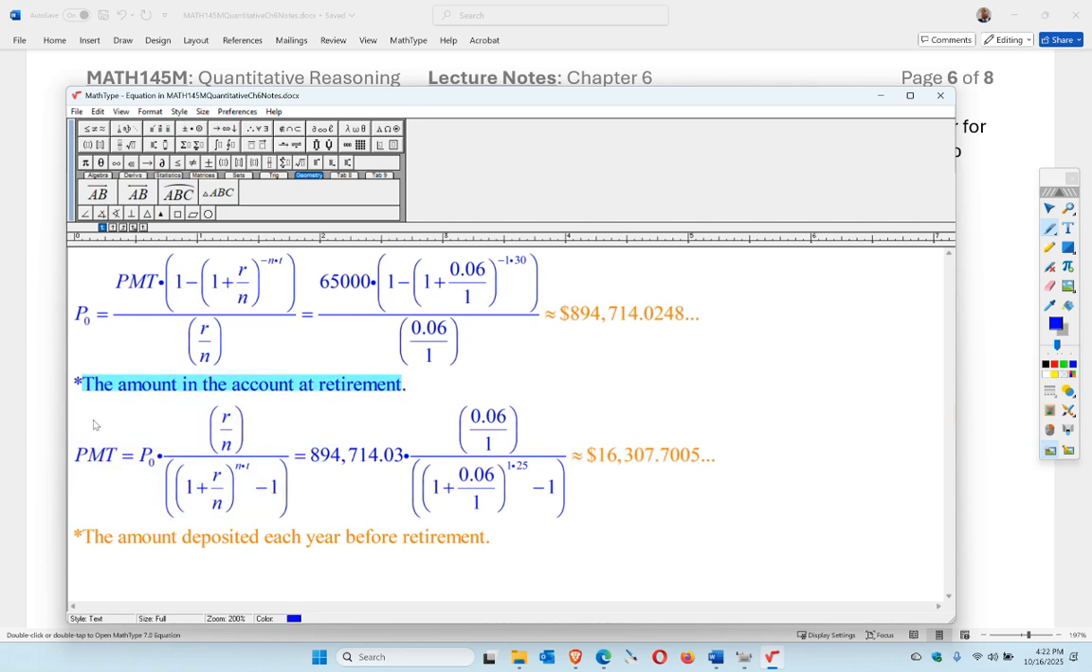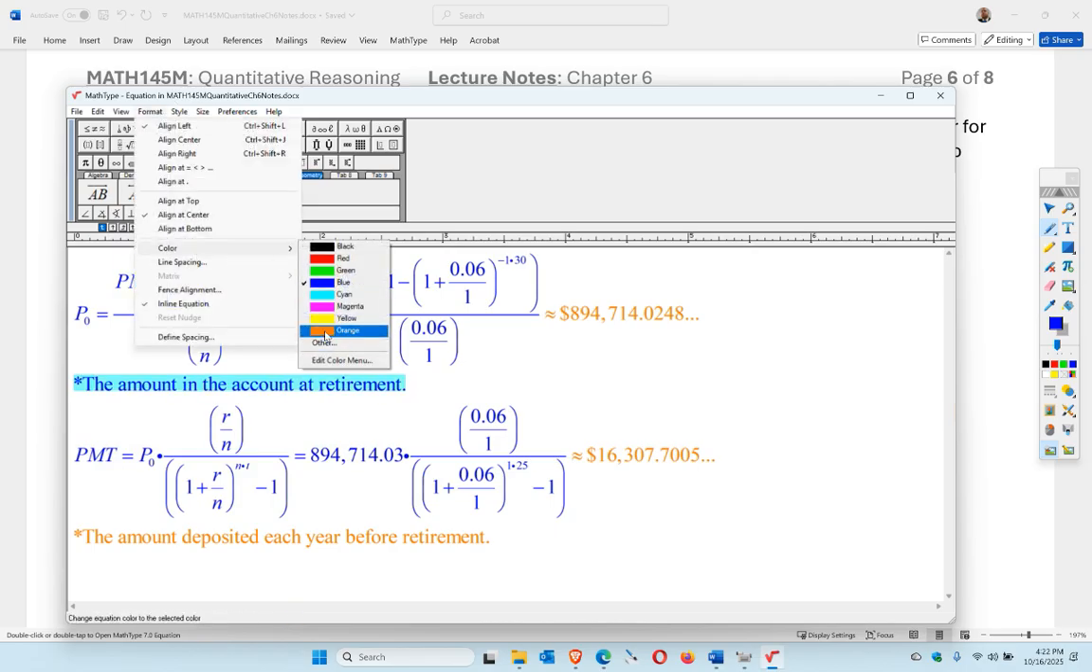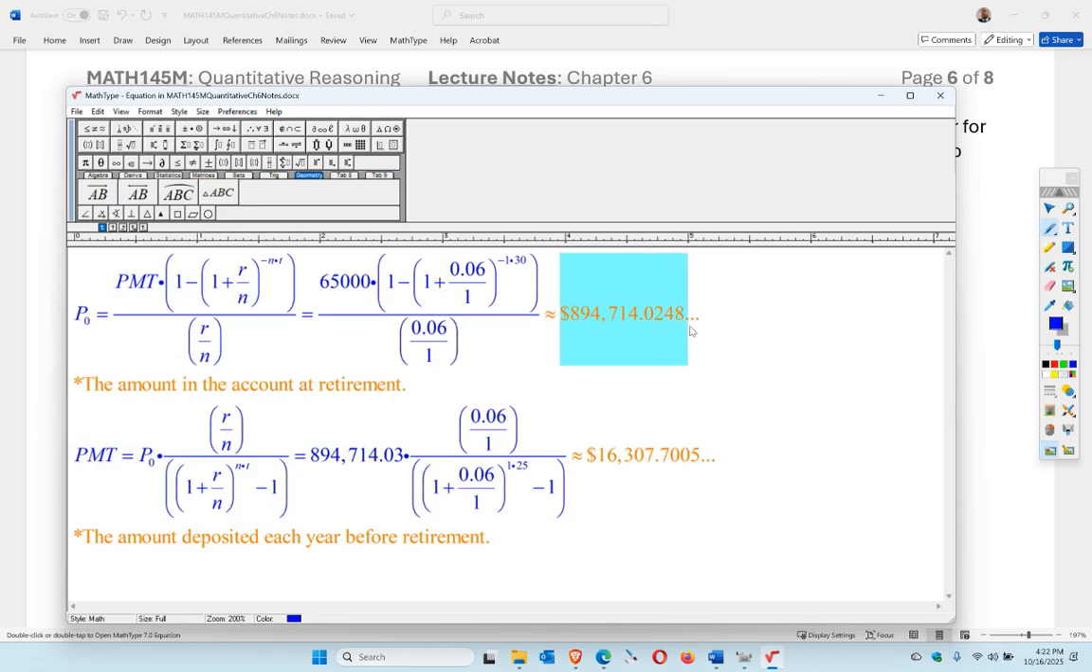So let's do, I'll change that to orange. Format, color, orange, right? So I need this in my account, which means I need to pay this per year, which is not a lot, 16 grand. And I will get 65 grand a year. So that's a pretty good deal, right? So for 25 years, you put in 16 grand, right? But for 30 years, you're going to get 65 grand. That's a pretty good deal, isn't it, right? All right, that's the end of part 2.